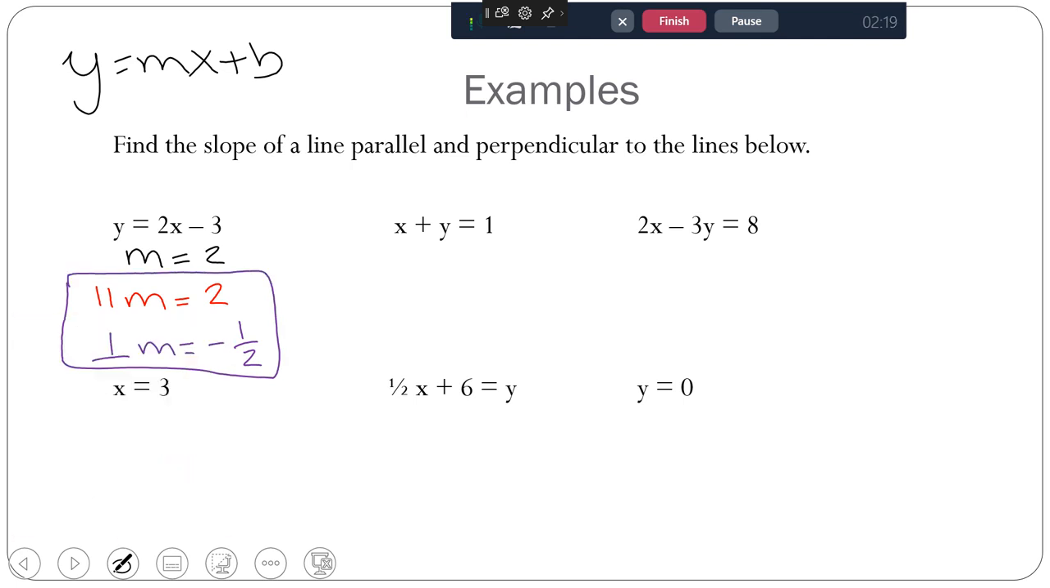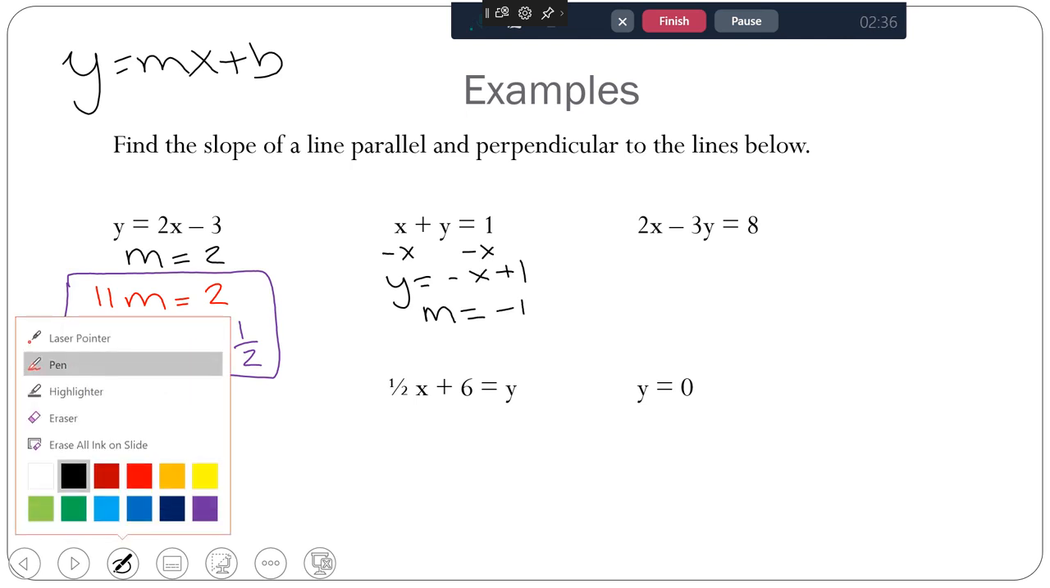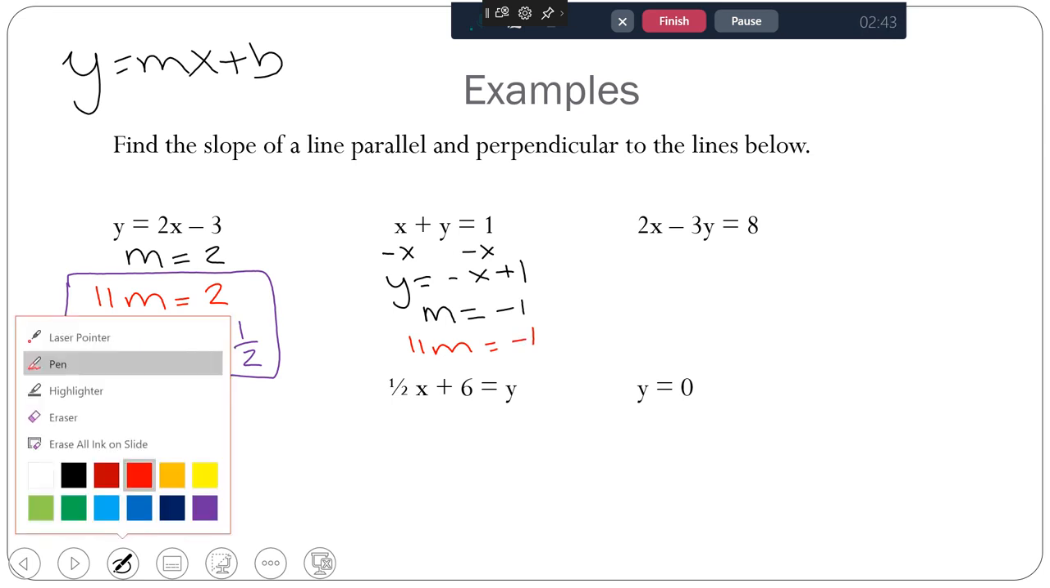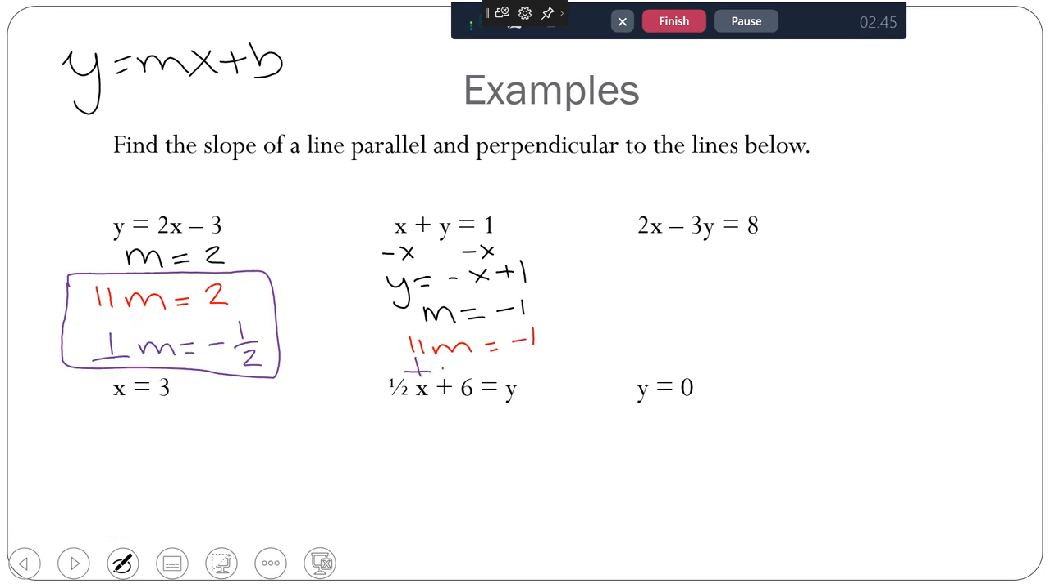Okay, this next one is not written in y equals mx plus b. So I need to subtract x from both sides. So we need to solve for y. So y equals negative x plus 1. So my current m is negative 1. So that means that my parallel m is also going to be negative 1. My perpendicular m is going to be the opposite sign, so positive, and 1 over 1 flipped is 1.